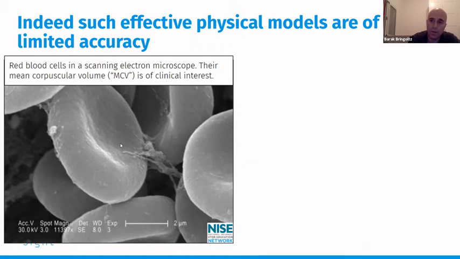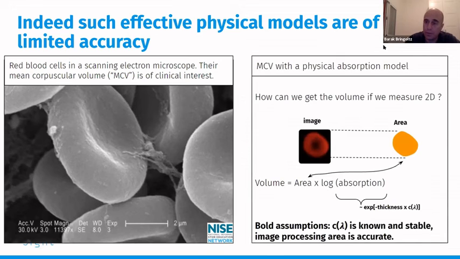And we can think about a physical model to calculate the volume. So we take a snapshot of such a cell in our device. It kind of looks like this. And we can grab the area of the cell from just simple image processing routines. As far as the thickness, we will claim that the absorption of light is proportional to an exponent of minus the thickness, and we can get the thickness by taking the log.